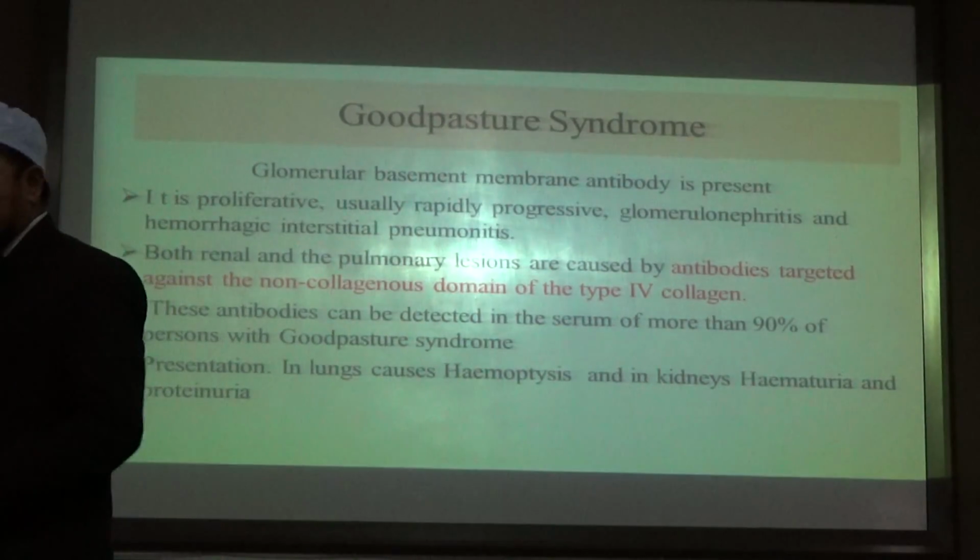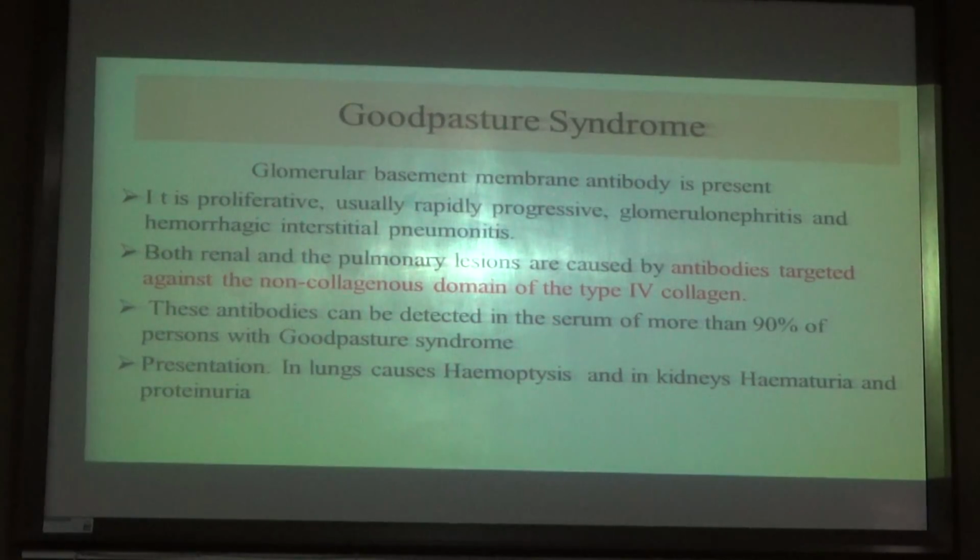One is this one: when it is weak, the cell membrane will be weak. When the blood cell membrane is weak, what will happen? The blood will come out, hemorrhage will be there. So that's why it's called glomerulonephritis, Goodpasture syndrome. You will be bleeding, with both renal and pulmonary lesions, caused by antibodies targeted against the non-collagenous domain of the type 4 collagen, and these antibodies are detected in the serum of more than 90% of these people.